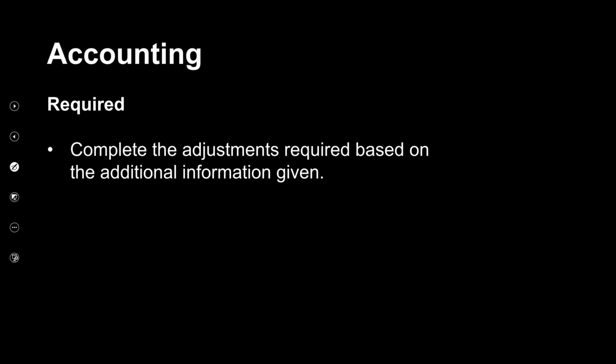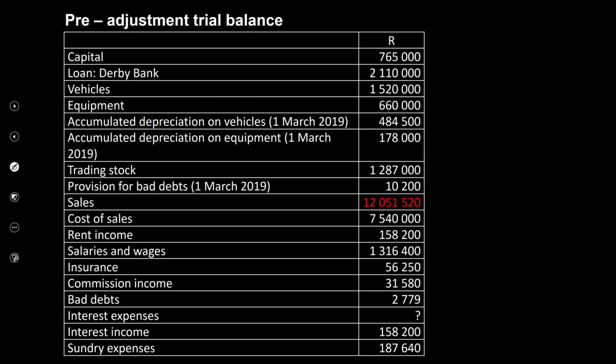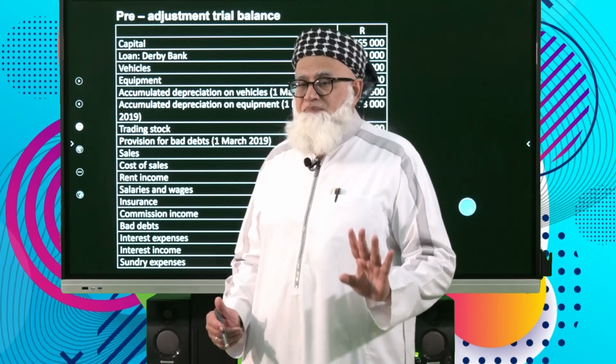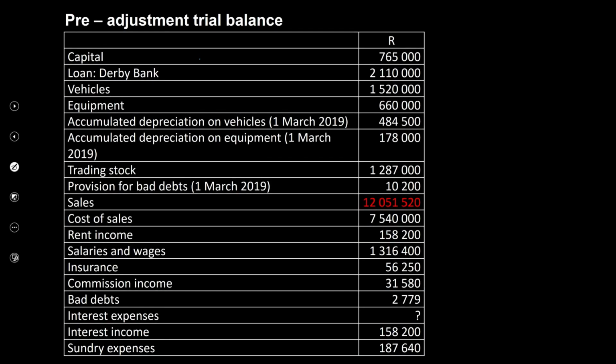Let's go on to the further adjustments that we are given. And the first one says, okay, here's my pre-adjustment trial balance. Let's put into practice what we preach. What are we checking for? Let's go through this list to identify, does any of the big five appear? Let's check. There's my capital, loan, vehicles, equipment, accumulated, trading stock, provisions, sales, cost of sales, rent income, salaries and wages, insurance, commission income, bad debts, interest expense, interest income, sundry expenses. Right. So none of the big five are appearing, meaning that all the reversals have been done. Hunky-dory, we don't have to be concerned about those.